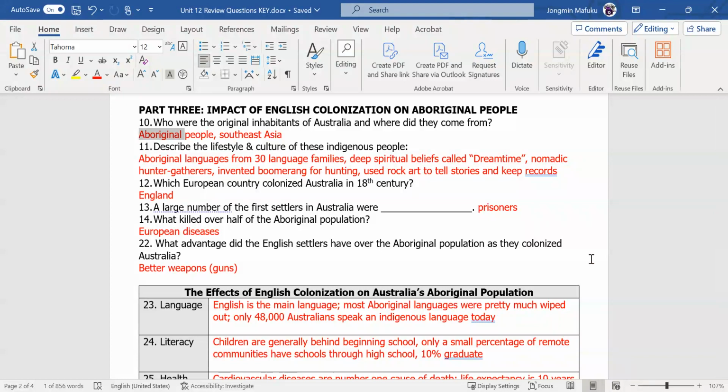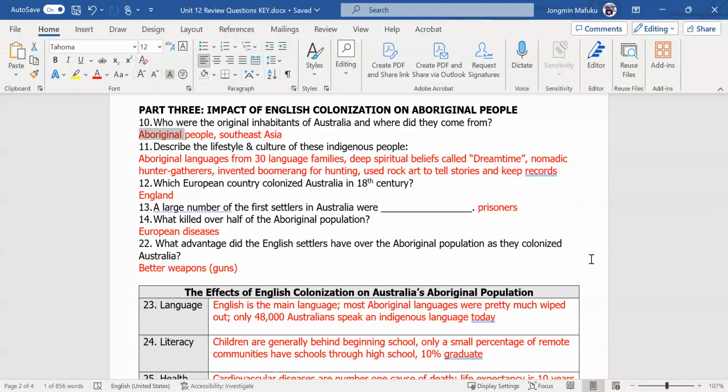And of course, these Australian indigenous people were nomadic hunter and gatherer, meaning they were moving around Australia trying to hunt for food, try to get some fruit to gather. And we also know that they invented boomerang, of course, boomerang for hunting, and they used rock art to tell the story and make sure to keep record.